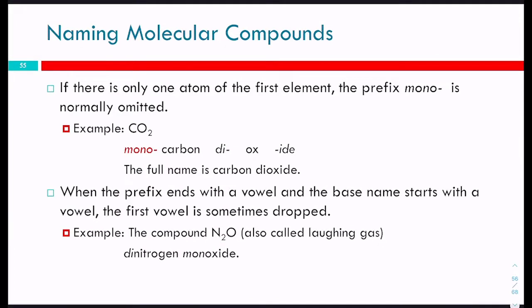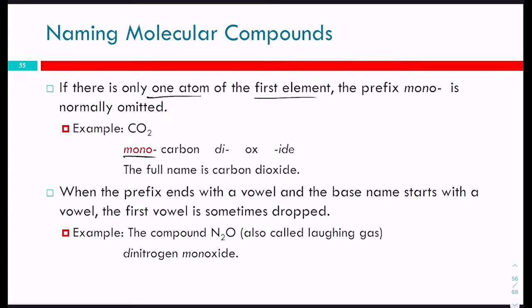So in this element, though, we have carbon dioxide. And again, we leave a lot of ones off. So monocarbon dioxide, while technically maybe correct, it's not wrong, but you don't need that mono there. So if you have just one atom of the first element, the prefix mono is dropped. So mono here is 1, di is 2.